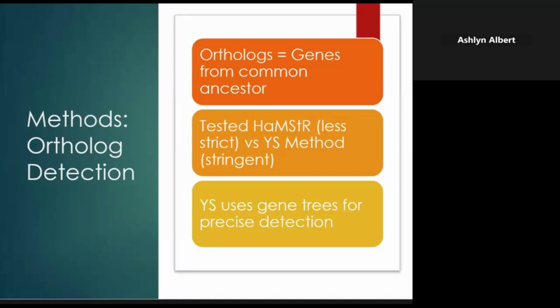A critical step is identifying orthologous genes, genes that are inherited from a common ancestor. They tested two approaches: HAMSTR, a commonly used method that's less strict, and the YS method, which uses gene trees for stricter ortholog detection. This comparison allowed them to assess how ortholog detection affects the accuracy of phylogenetic trees.